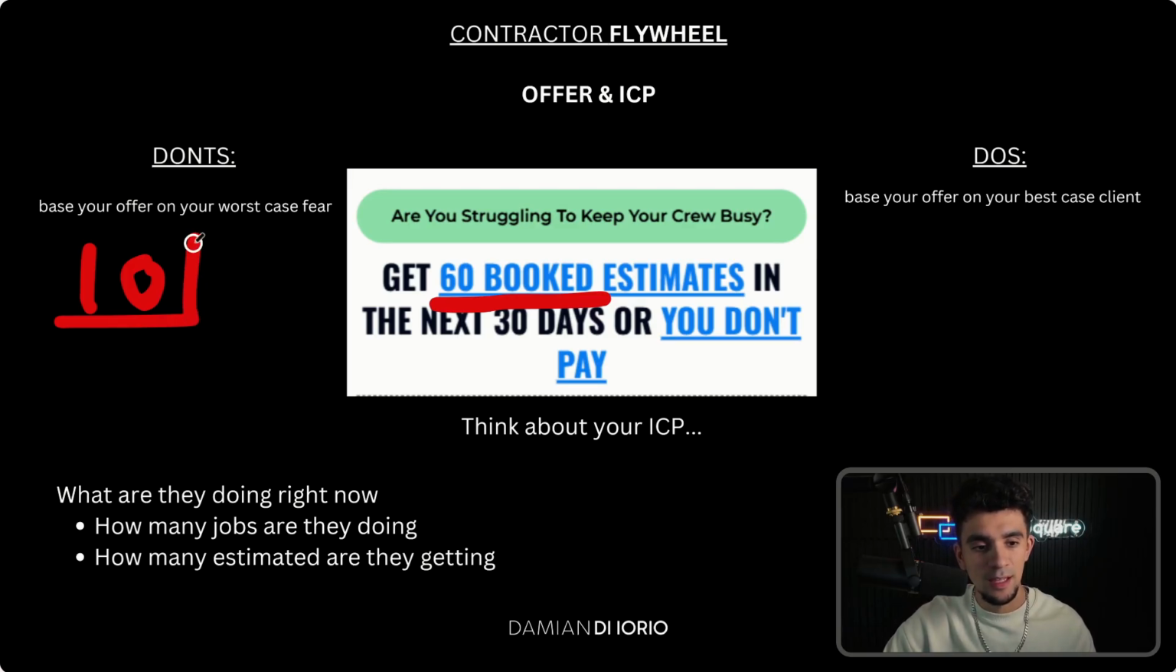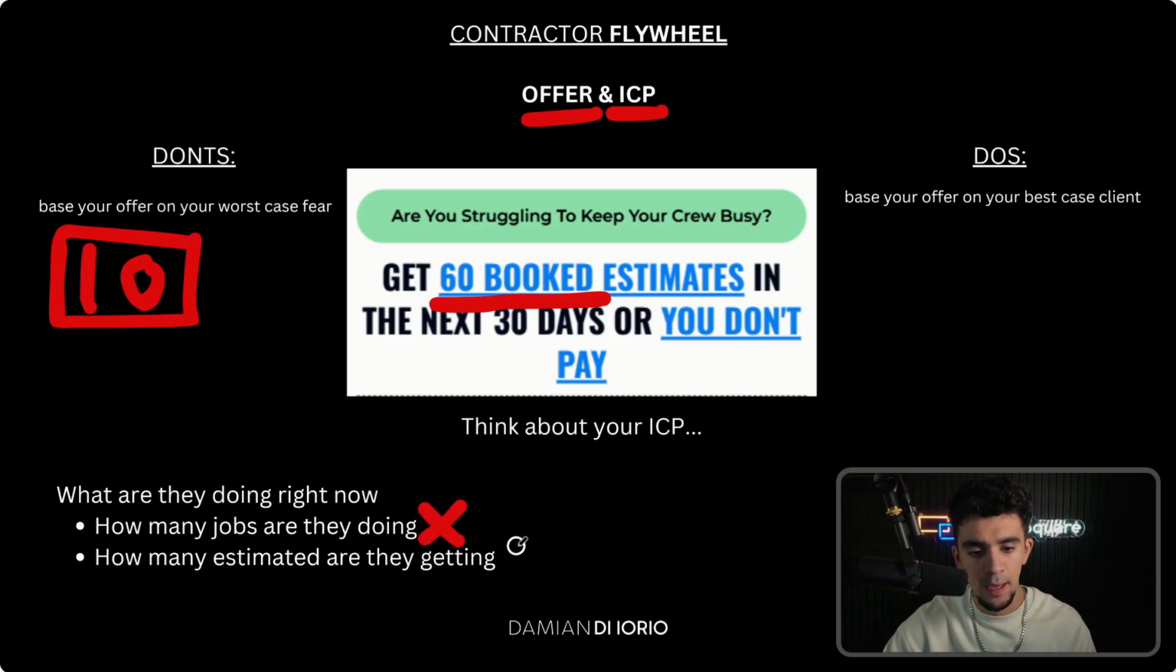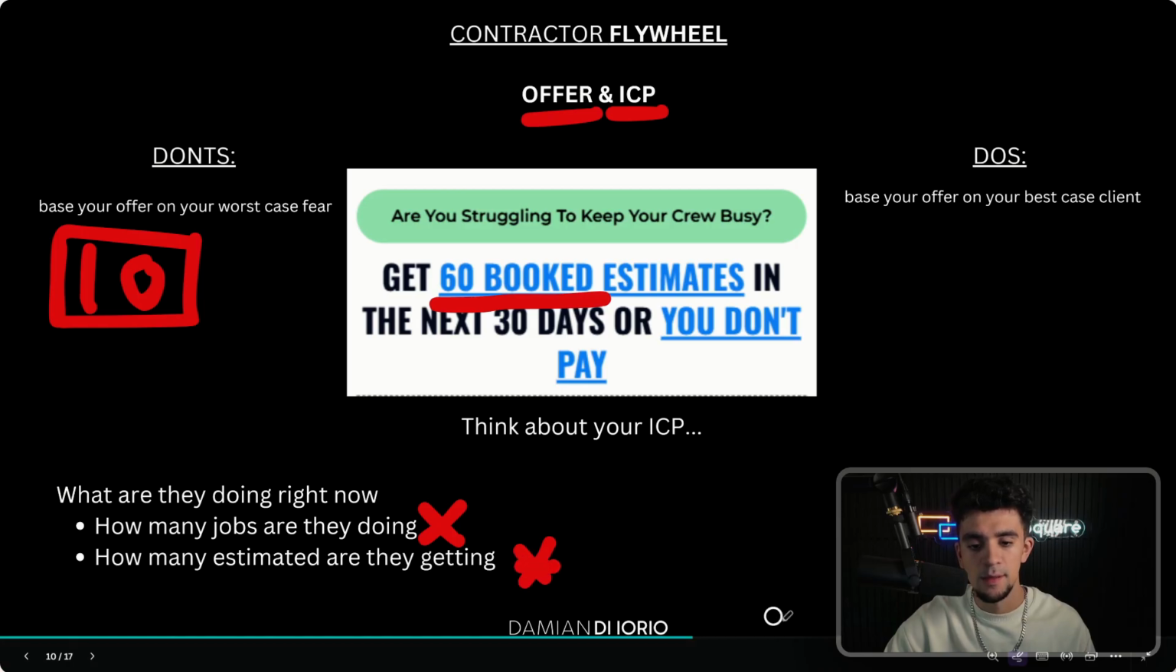So this will be attractive to a much smaller company than the company that you want to work with. Again, make sure that your offer and ICP are congruent with each other. Just think about your ICP and what they're actually doing. Some things to think about are how many jobs they're doing and how many estimates they're getting. These are key things to understanding your offer and making sure that it aligns with your ICP.